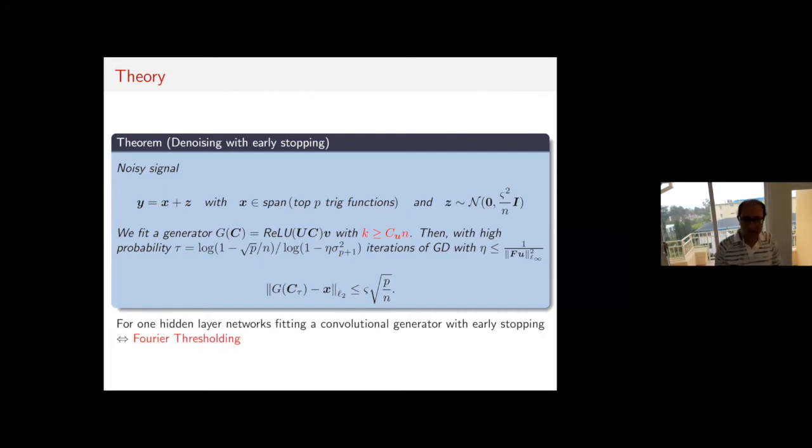The final conclusion here is actually pretty simple in some sense. If you have a one hidden layer network with a convolutional generator and early stopping, essentially what it's doing is Fourier thresholding, which is kind of good. It also connects to sparsity and so on.